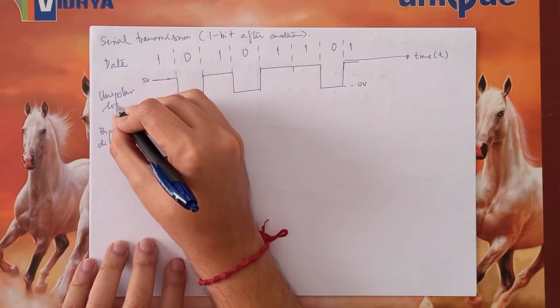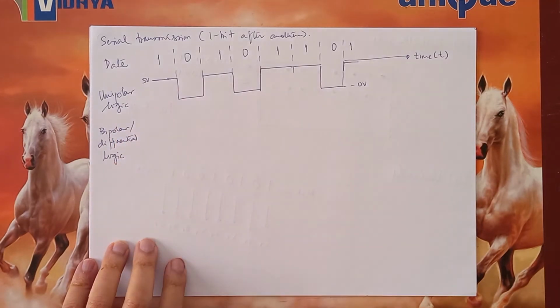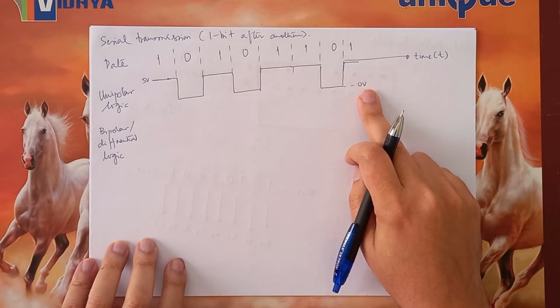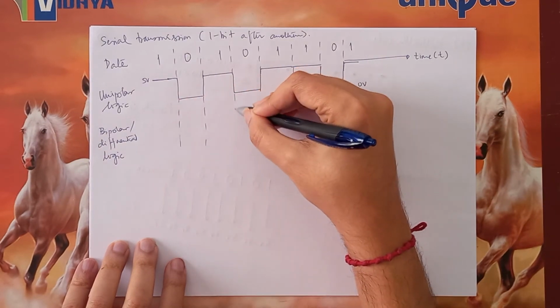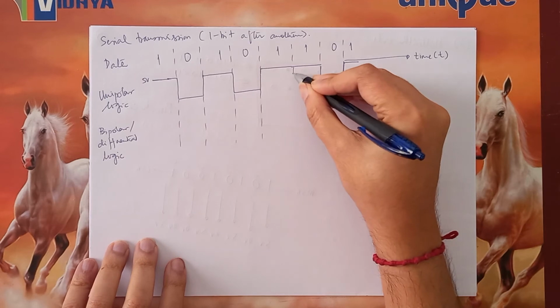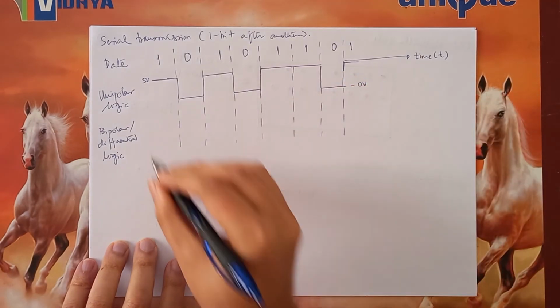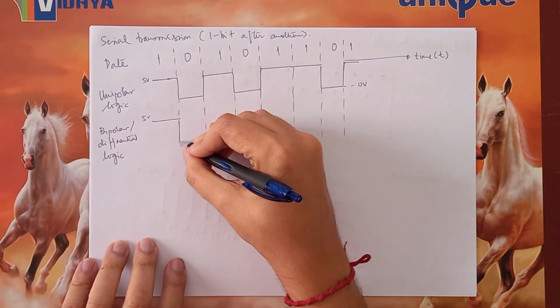It's called unipolar logic, differential logic, where the 0 is not 0 volts, but it is minus 5 volts. So again, if you want to represent them, we will drop these lines over here. So 1 will be 5 volts, but 0 will be minus 5.